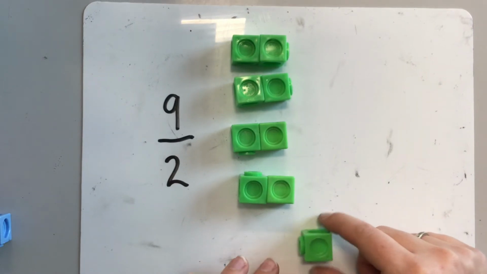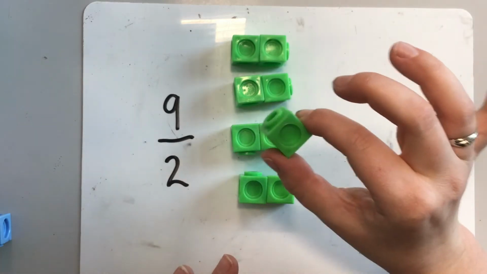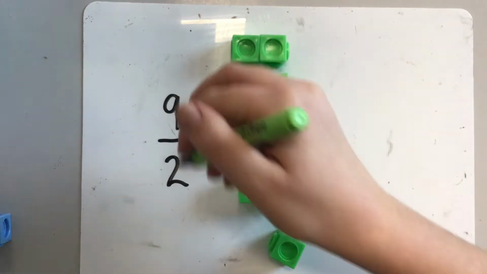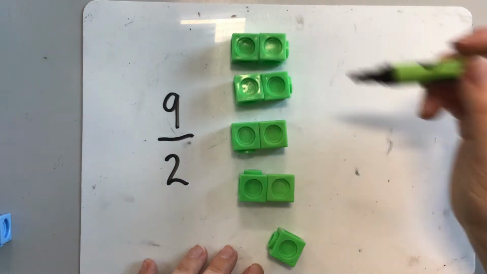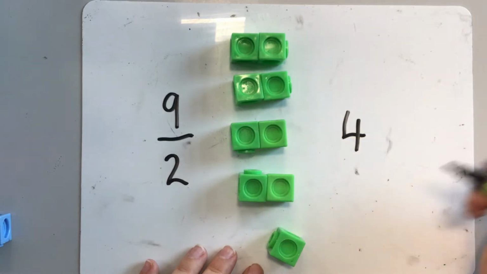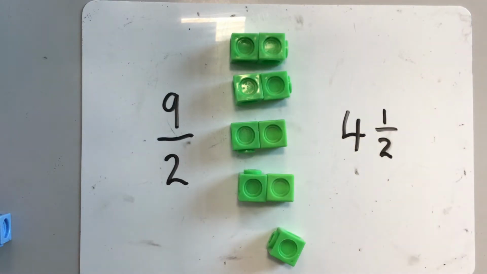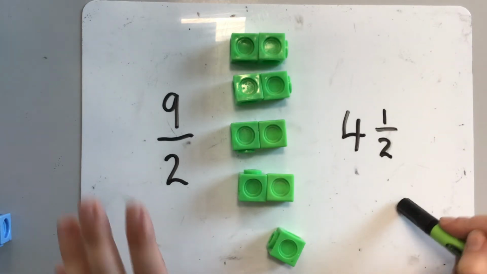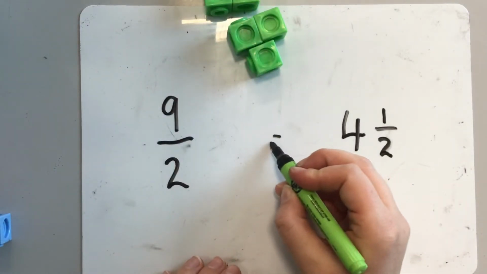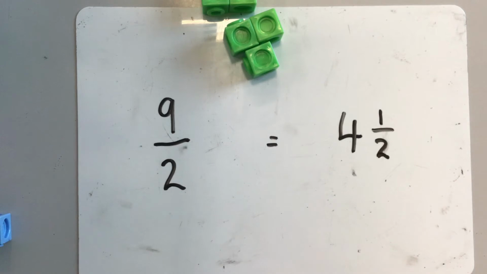So our mixed number, remember, is how many wholes we can make altogether and the fraction that is left over. So my 9 halves as a mixed number is going to be 1, 2, 3, 4 wholes and 1 half, which is written as 1/2, 1 half. 4 and a half. 9 halves is equivalent to 4 and a half. Okay, all happy so far.